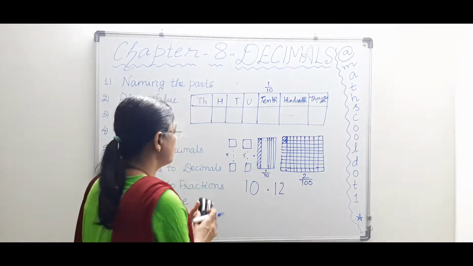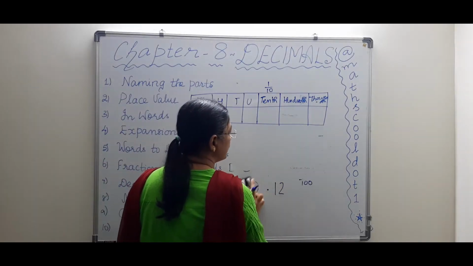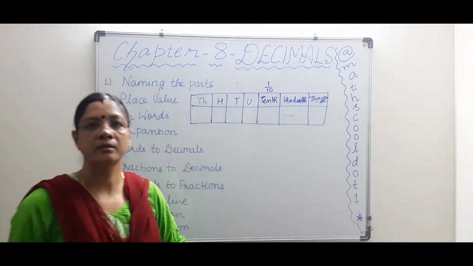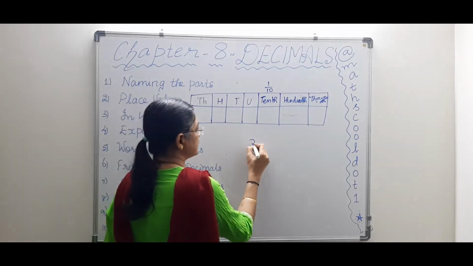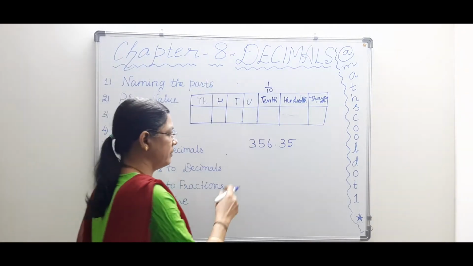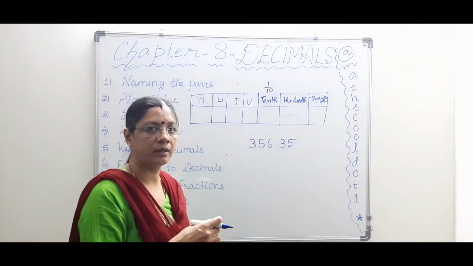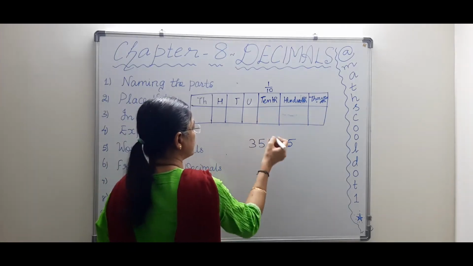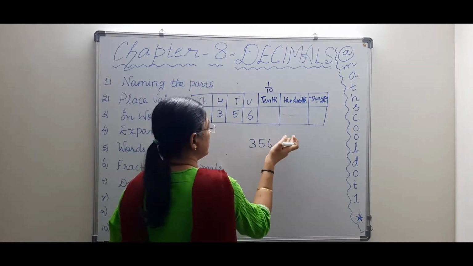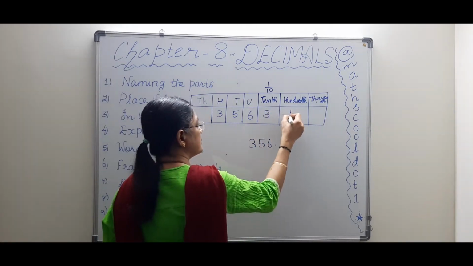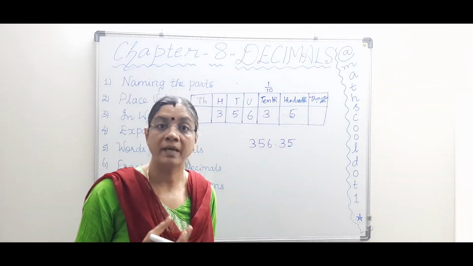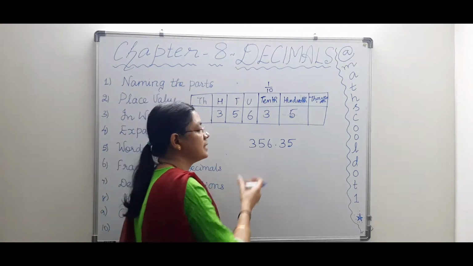Do you understand? So when I write a decimal number with a decimal point, how do I place it in the place value chart? See, first, 356.35. We have to read it like this, where 356, I am going to write this in the place value chart. So 356. Okay, now 0.35. Now 3 is in the tenth place and 5 is in the hundredth place. That's it. So that is how we give place value for the numbers in a decimal number.